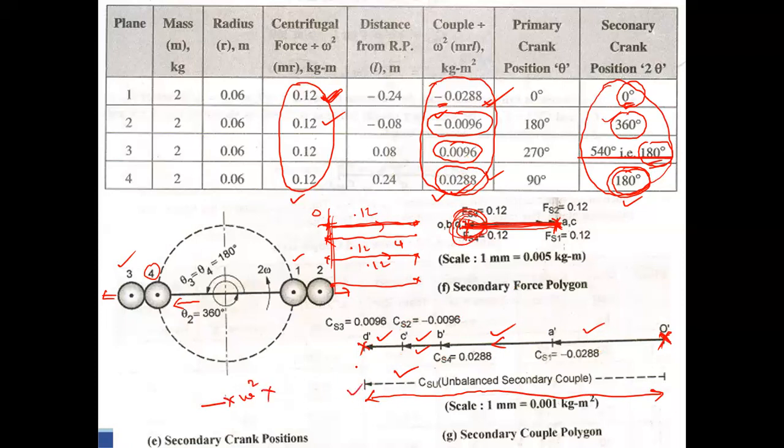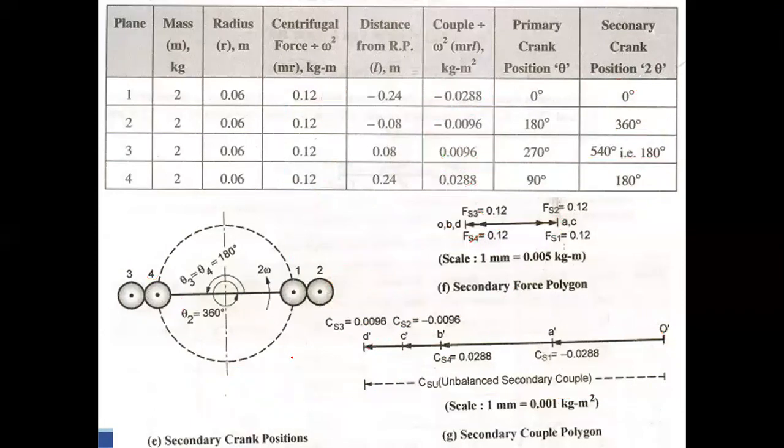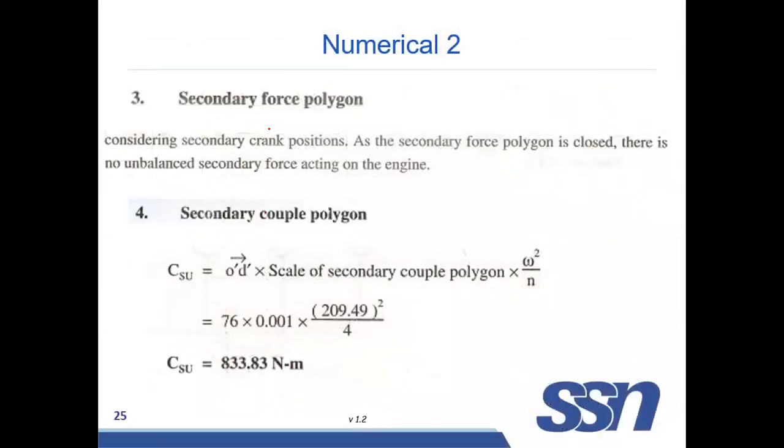Actually, this value is for primary couple. Then, if you want to calculate the secondary, you multiply by 1 by n or divide by n. That will give you the secondary unbalanced couple. Now see, secondary force. Here there is no unbalanced secondary force. Unbalanced couple, you measure the distance, multiply with the scale, multiply with omega square and divide by n. So that will give the secondary unbalanced couple in this engine.